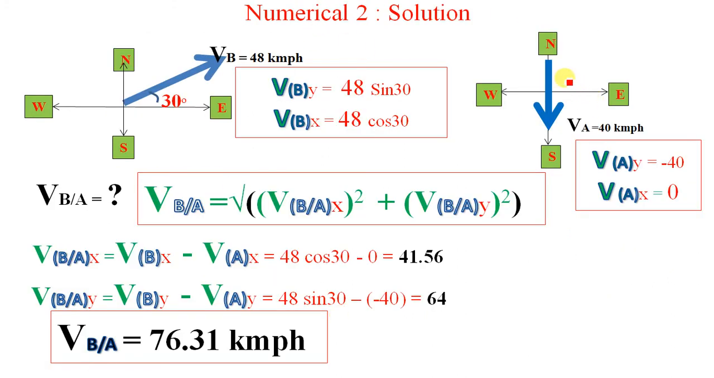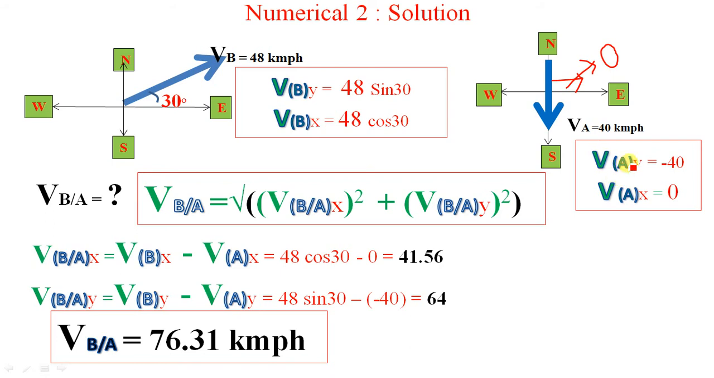Now we have to resolve the given velocities into their orthogonal components along the x direction as well as the components along the y direction. If we observe the velocity of car A, it is 40 kmph and it is mentioned that the car is traveling towards the south. So it indicates that this car does not have any x component. So the x component of this car is 0, and only the y component is given.